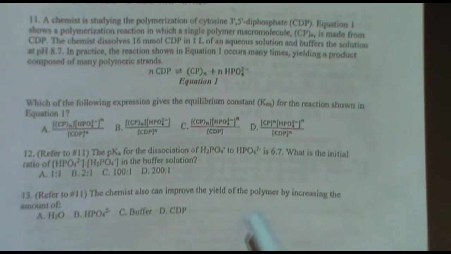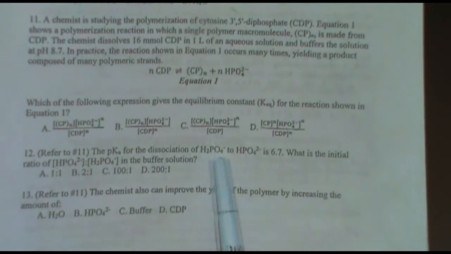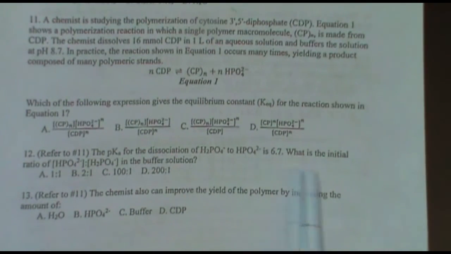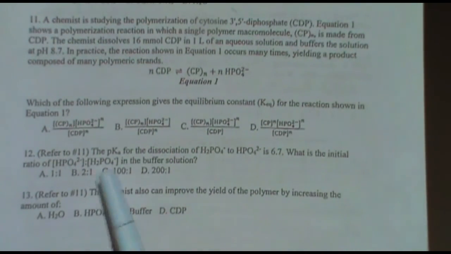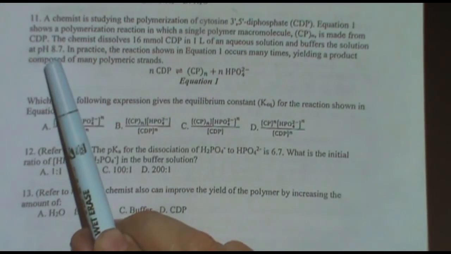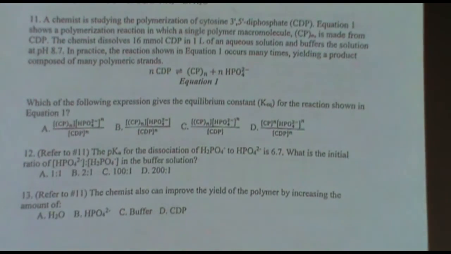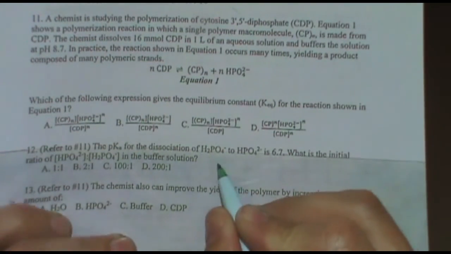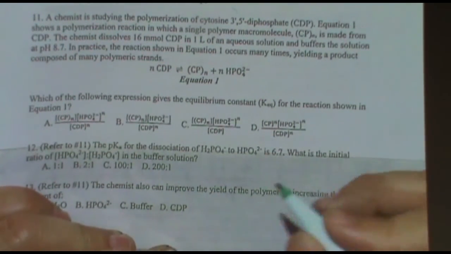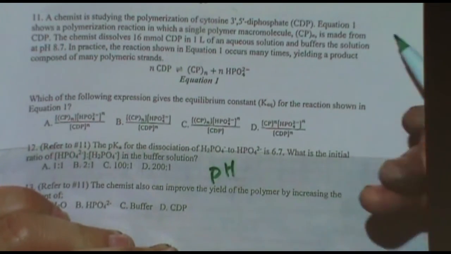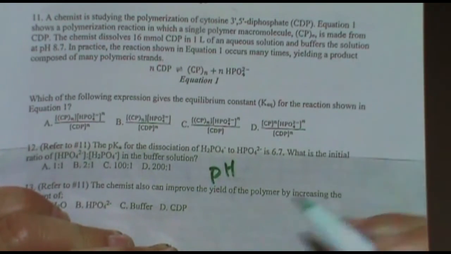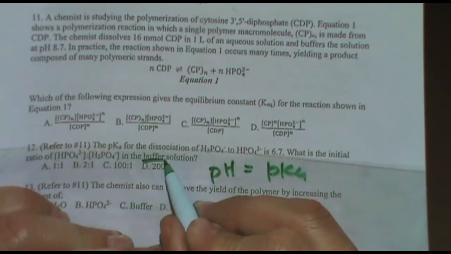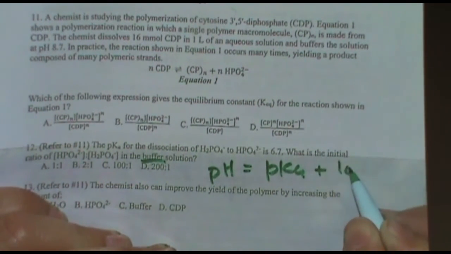The pH of the dissociation of this. So pKa is 6.7. What's the initial ratio? I know the pH is 8.7. So if I write my formula out, it's a buffer. I know it's a buffer because I've got conjugates. And I think it even uses the word buffer in here. There, buffers. Oh, and buffer here. Oh my gosh, it's everywhere.